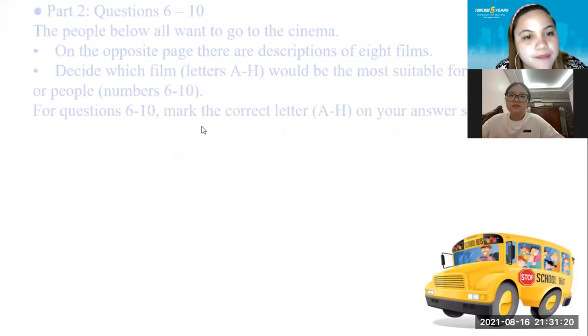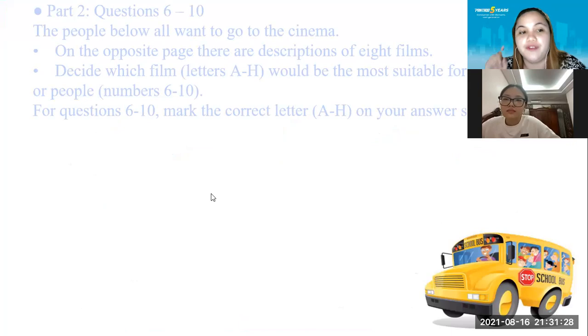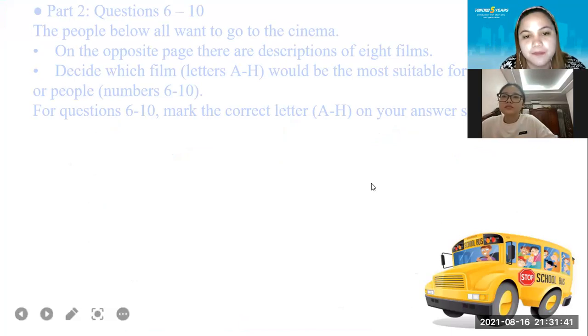So this is part number 2 with questions 6 to 10. The people below all want to go to the cinema. On the opposite page, there are descriptions of 8 films. Decide which film, A to H, would be the most suitable for each person or people with number 6 to 10. For questions 6 to 10, mark the correct letter A to H on your answer sheet.